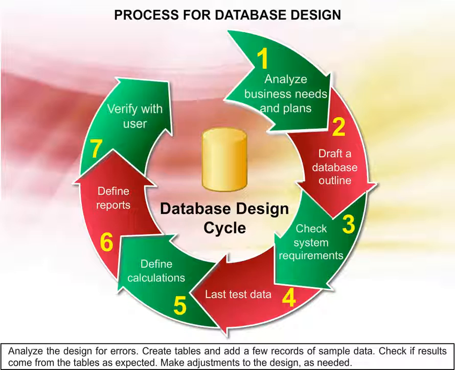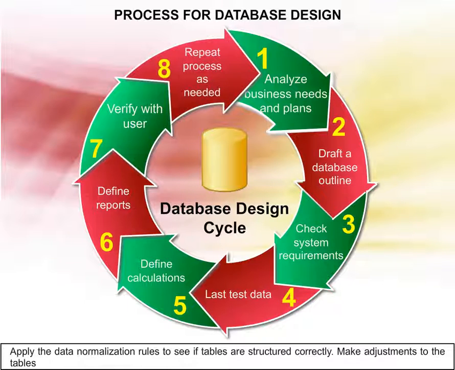Verify with the user. Analyze the design for errors. Create tables and add a few records of sample data. Check if results come from the tables as expected. Make adjustments to the design as needed. Repeat process as needed. Apply the data normalization rules to see if tables are structured correctly. Make adjustments to the tables.